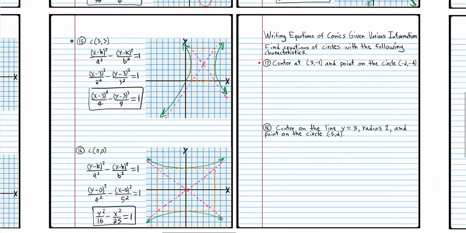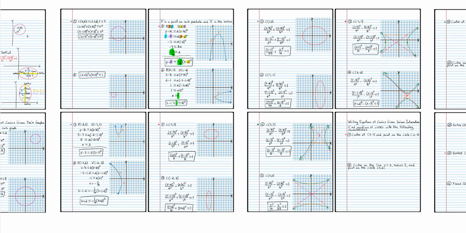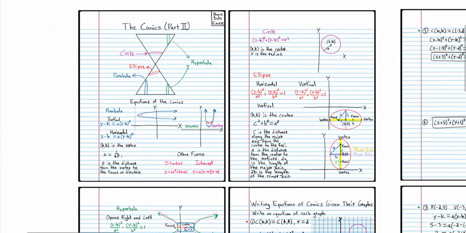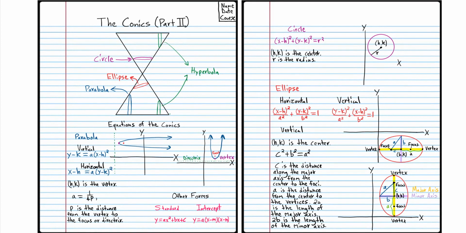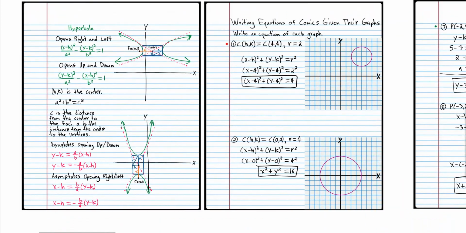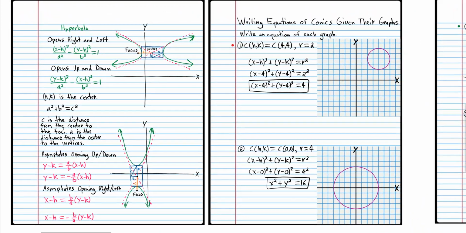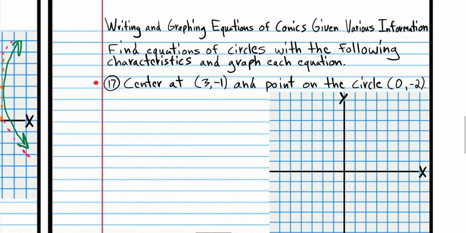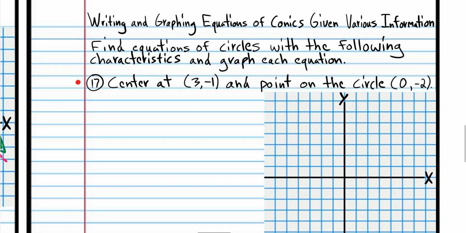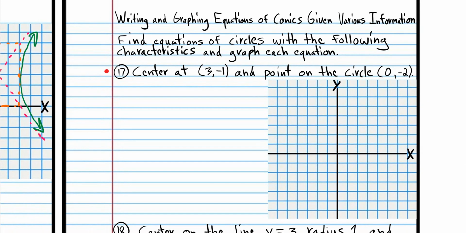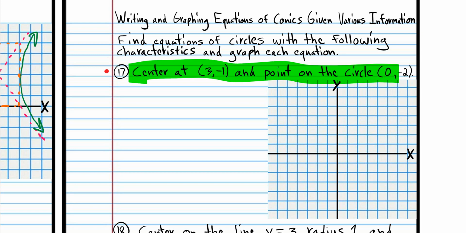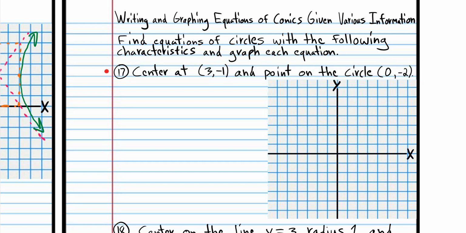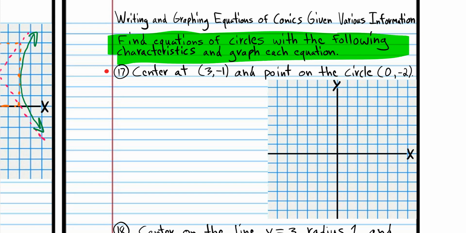So we learned how to find the equations of conics given their graphs. And you might think to yourself, well, I don't know how I'm going to remember all that information. Well, you can have this information right in front of you on your phone, or you can have it written down, and that will be a guide for you. Okay, so now we're going to find the equations of conics given various information. And we're going to graph the equations, and we're going to start with circles.